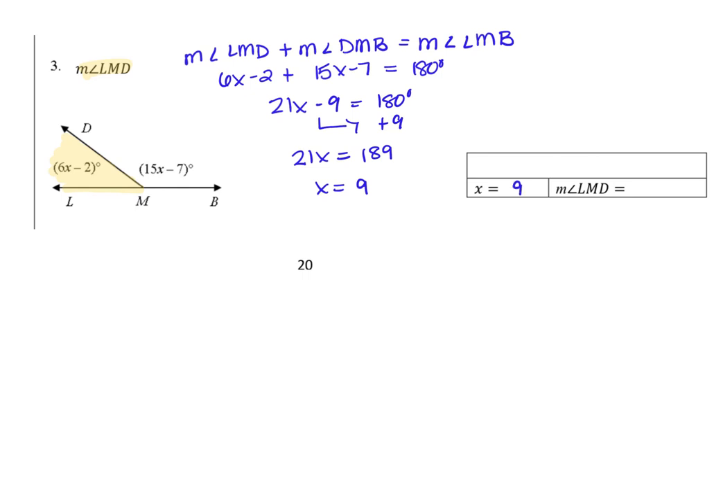So I wanted to find the measure of angle LMD, which is 6x minus 2. So measurement of angle LMD equals 6x minus 2. I'm going to substitute my answer for x, which was 9, into that expression. 6 times 9 is 54, and 54 minus 2 is going to be 52 degrees. And don't forget to write your angle addition statement in the box. On tests and quizzes, a box will be provided for you to write all of your answers in, just like we are doing here.